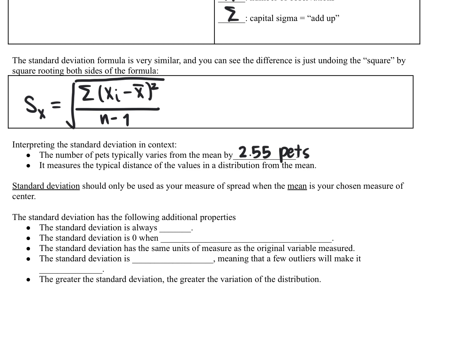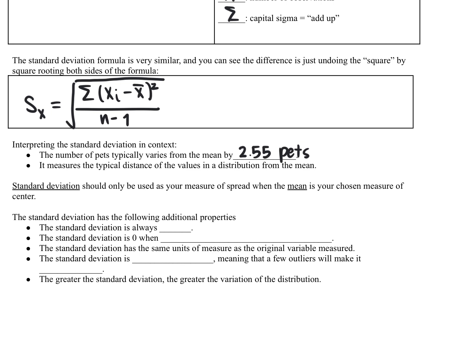The larger the standard deviation, the larger the spread in the data. It means that there's more variation in your data. So the smaller the standard deviation in relation to your mean, the better it is. So 2.55 is pretty large considering our mean is only 5. So I wouldn't say that we have a small spread. We have fairly large spread in our distribution here.